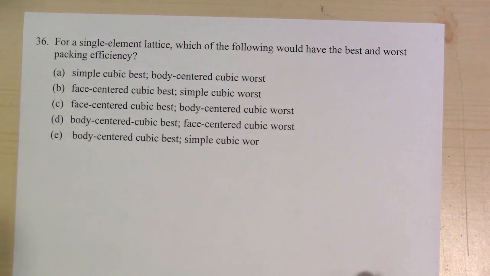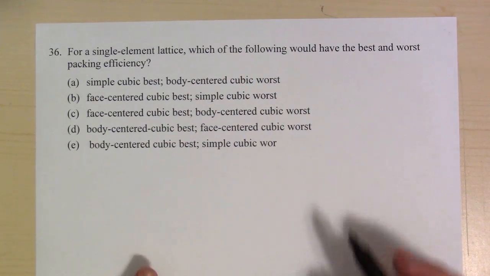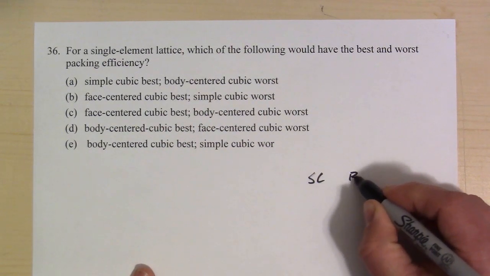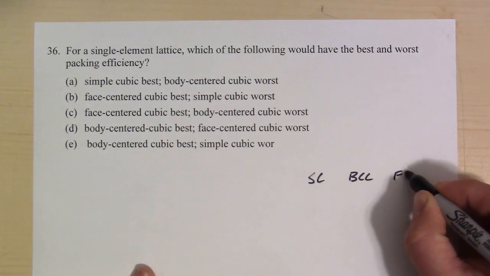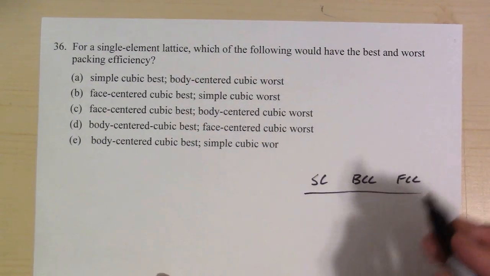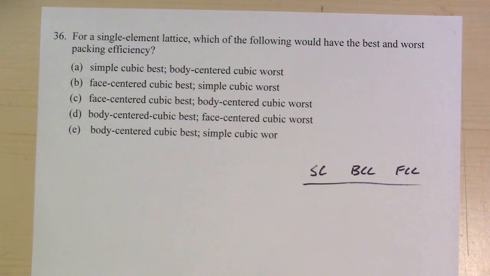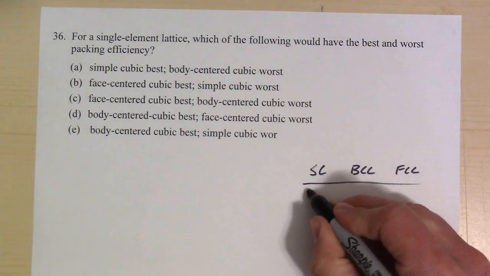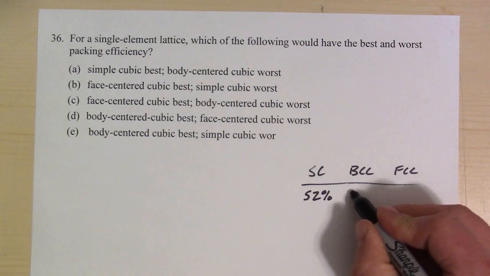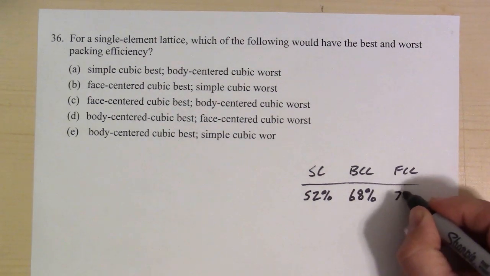For a single element lattice, which of the following have the best and worst packing efficiency? So you have 3 options: simple cubic, body-centered cubic, and face-centered cubic. If you remember, for each of these, you've been given previously in lecture a rough estimate of the packing efficiency. So simple cubic is about 52%, body-centered cubic 68%, and face-centered cubic is 74%.